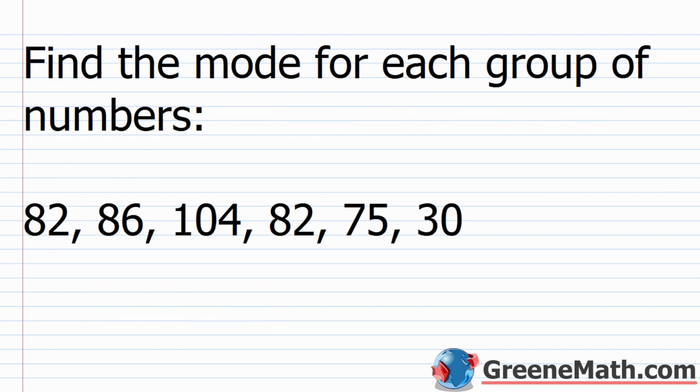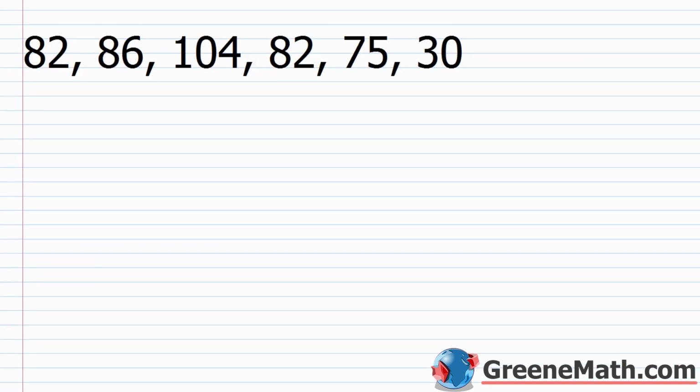All right, so we're going to find the mode for each group of numbers. And basically, you just look through the numbers and see what occurs most often. So you have 82 and 86, 104, 82 again, 75, and then 30. So your mode is 82. The mode is 82. And why is that the case? Because 82 occurs twice in this group of numbers, and each other number occurs only once. So again, the mode is the number that occurs most frequently, and 82 occurs twice, whereas every other number occurs only once. So that's why our mode is 82.